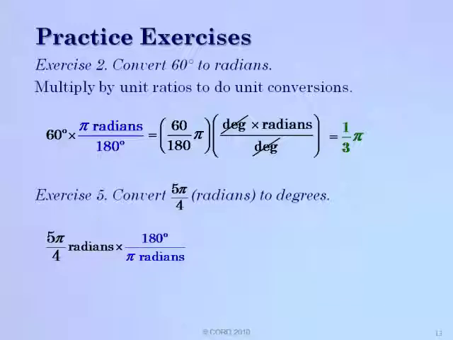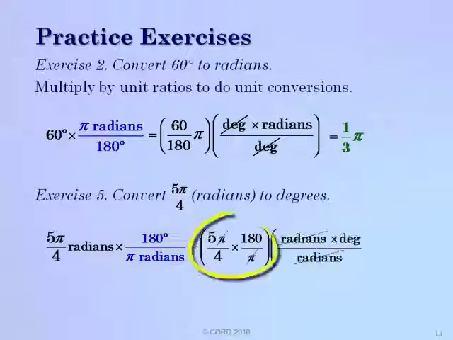Now we're asked in exercise 5 to convert 5 pi over 4 radians to degrees. So we again multiply by the correct unit ratio. You'll notice it's a different unit ratio than the one up here because we want radians to cancel this time to result in degrees. So again, we group the numbers. The pi's cancel here and the radians cancel here, and we're left with numbers of degrees, which is 225 degrees.